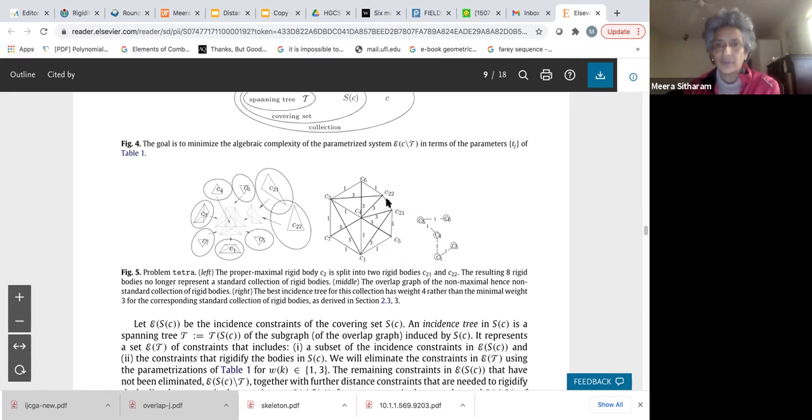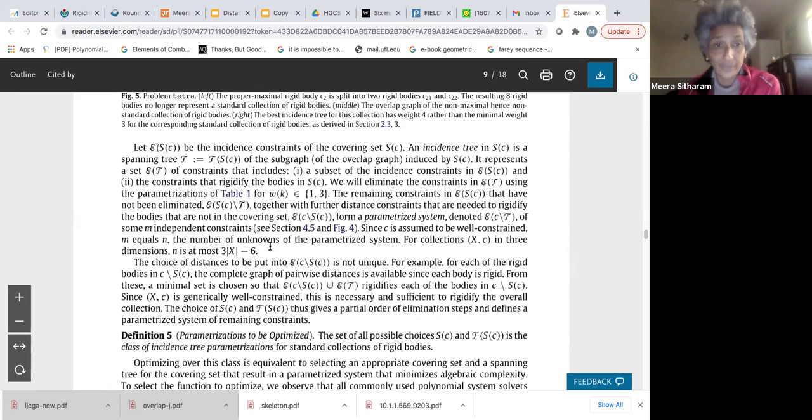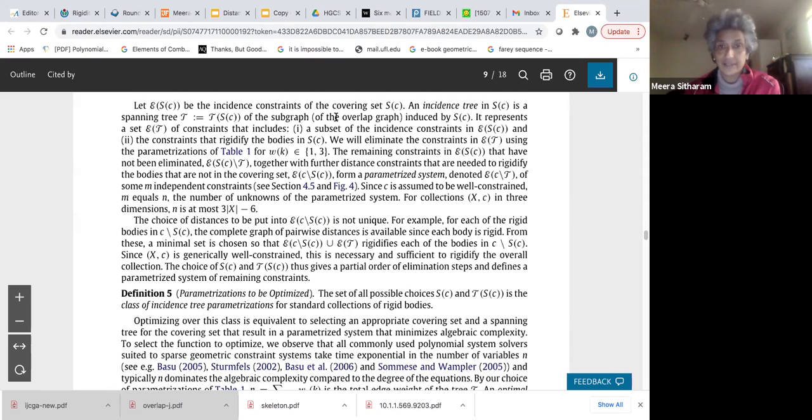And then you find a minimal covering set. I mean, you don't need a minimal covering set. What we need is a covering set such that you can find a spanning tree with the minimum total weight. Okay, so here's the spanning tree T. Here's the covering set that we choose, and here's the overall collection. So you start out with the collection of children, from which we want to pick a covering set in such a way that it has a spanning tree with minimal weight. Okay, so is the incidence constraints of the covering set.